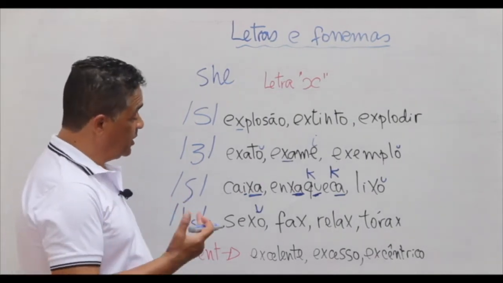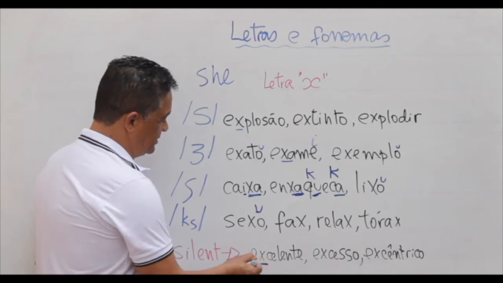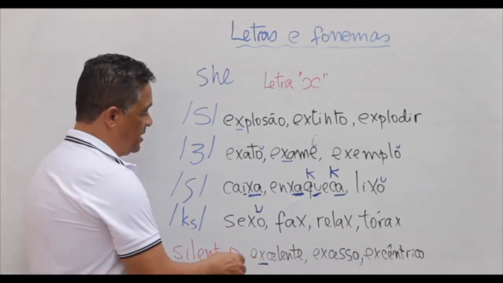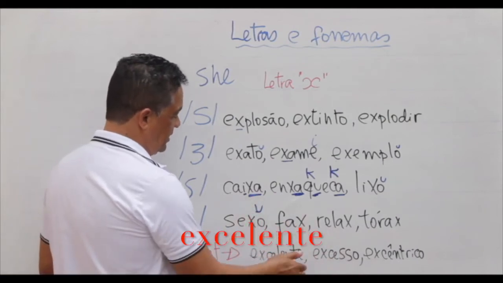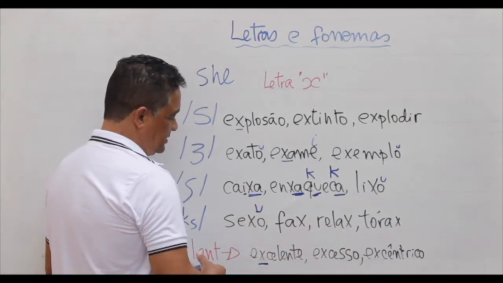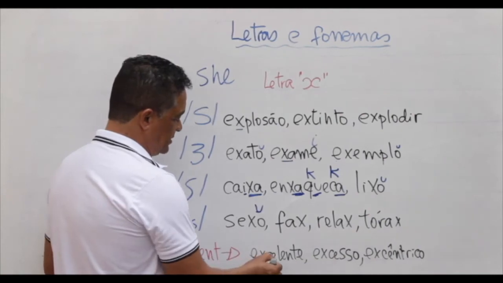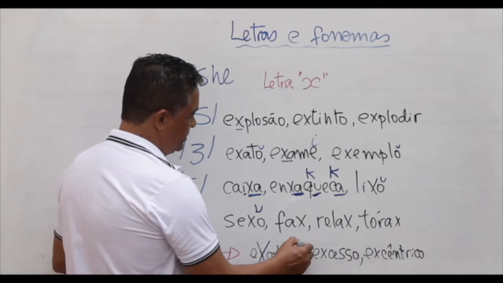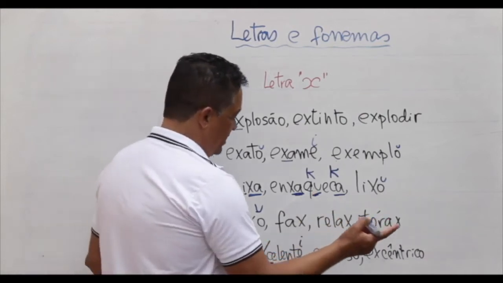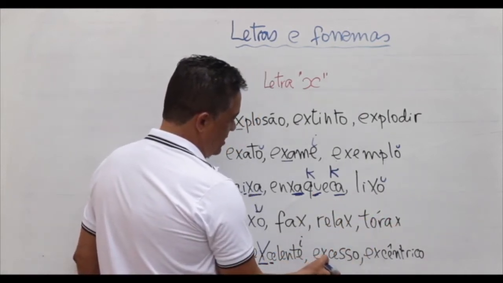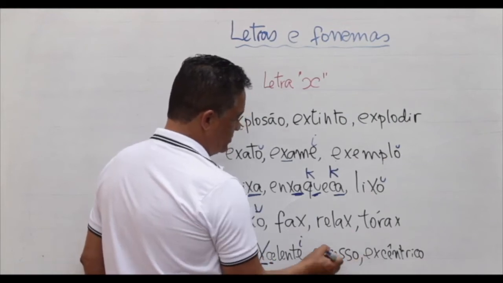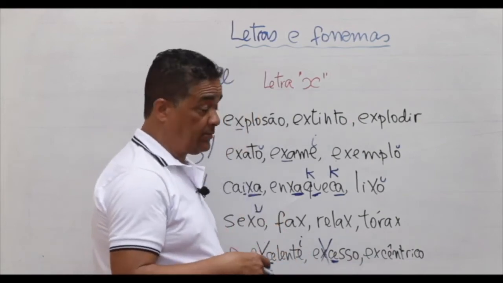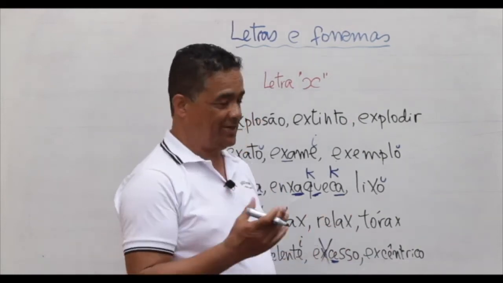But we have words where the X is silent or is not pronounced. In words like excellent, excelente. This is the S. So we don't pronounce the X. Excess. We say excesso. We don't pronounce the X. And then eccentric, something very eccentric.